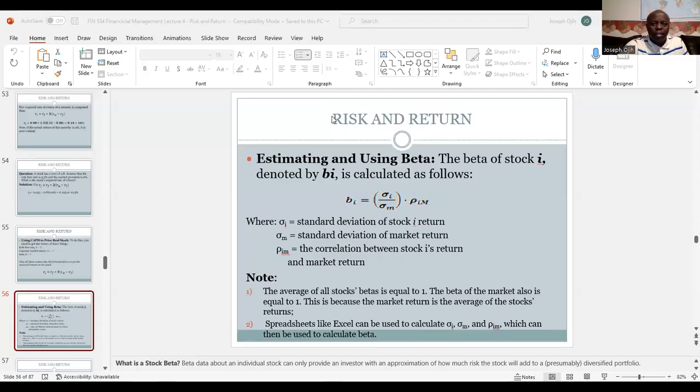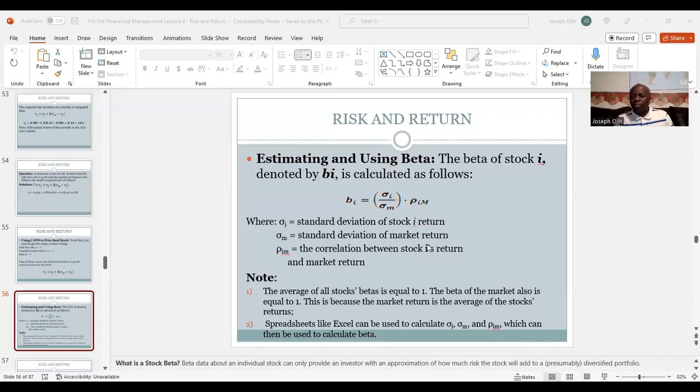In the previous lecture in this course, I explained the capital asset pricing model. And one of the variables we use in the formula for the capital asset pricing model is the beta. So I will explain it in this lecture. As a matter of fact, this lecture will cover how to estimate the beta of a stock. How do you estimate that beta?